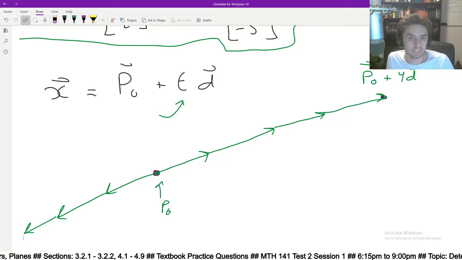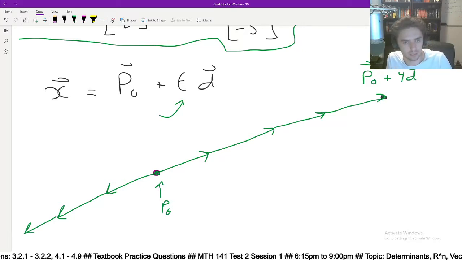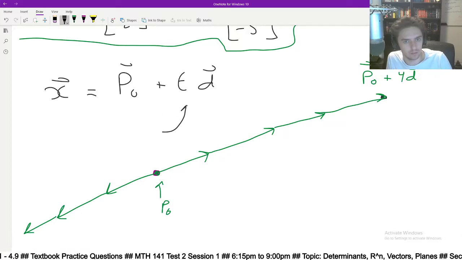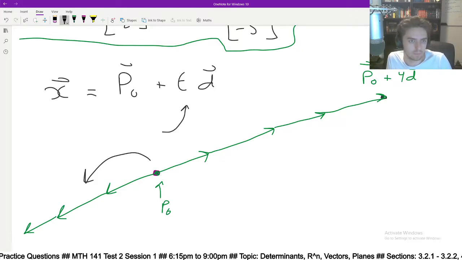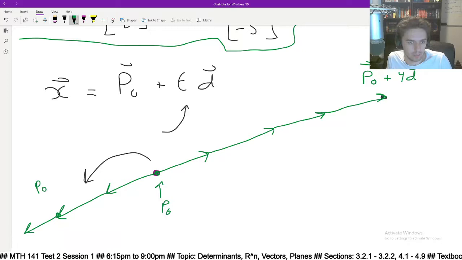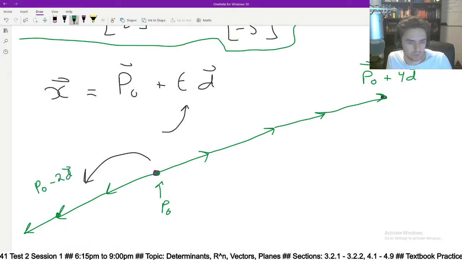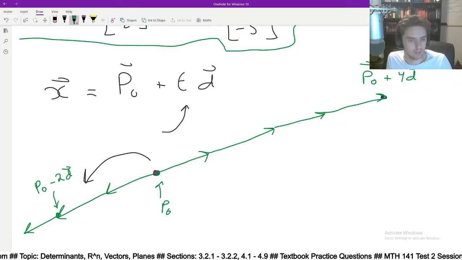Just a negative t value. The direction vector is being scaled by this t, which is just some real number. And so if that's negative, then you'd just be going in the opposite direction. So this one in particular would be p naught minus 2 times the direction vector. That point right there. Yeah, no problem.